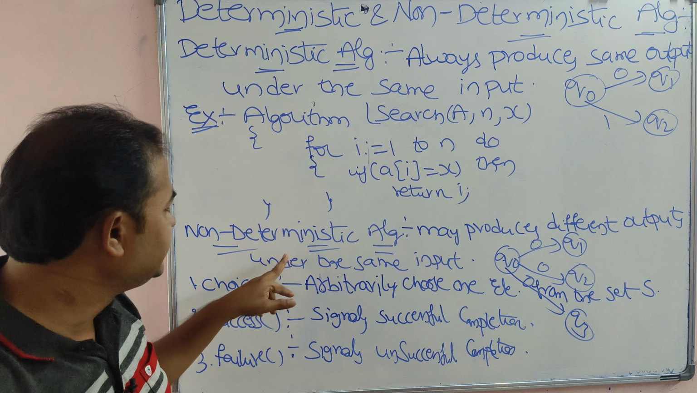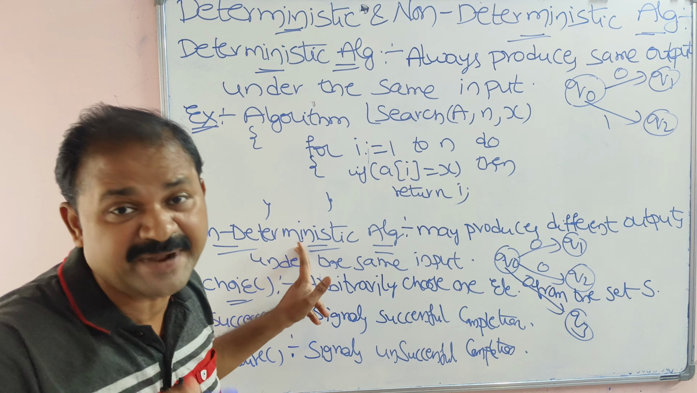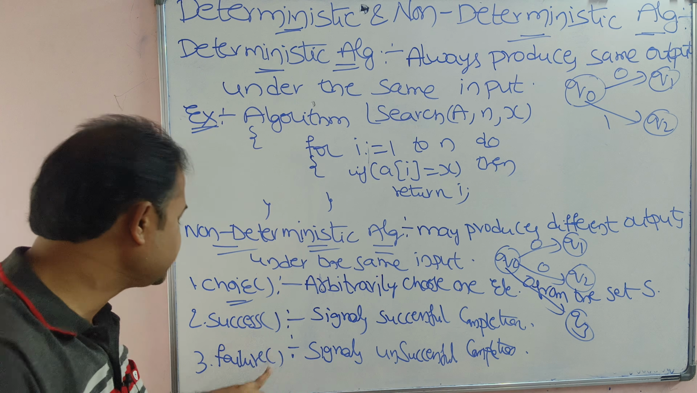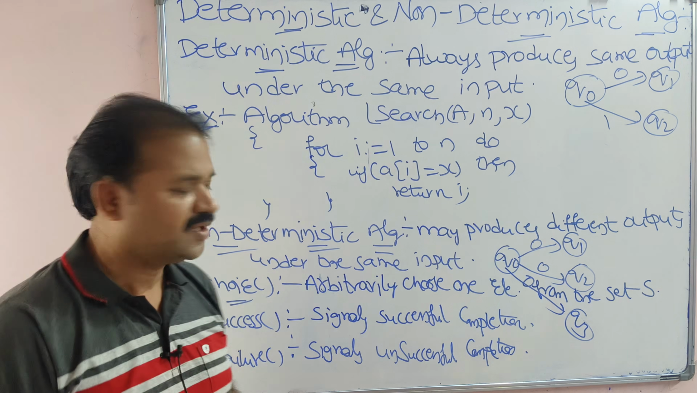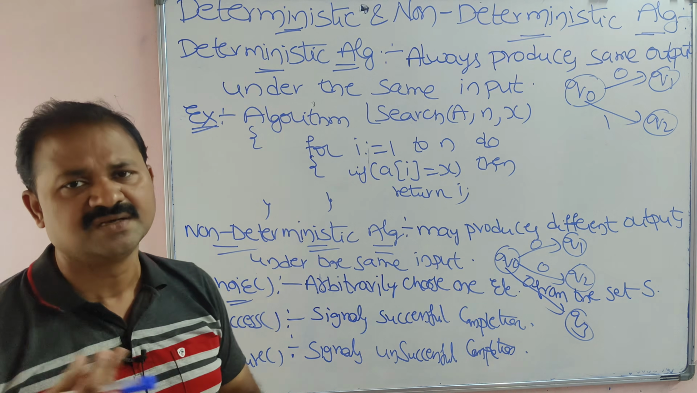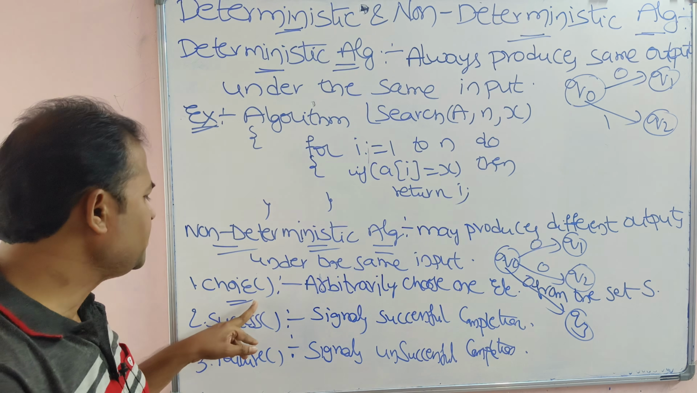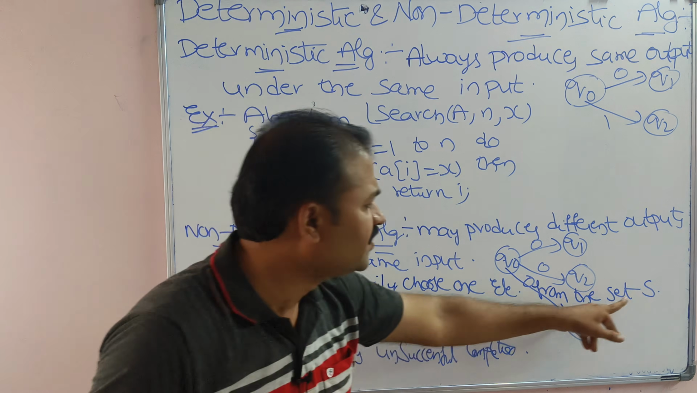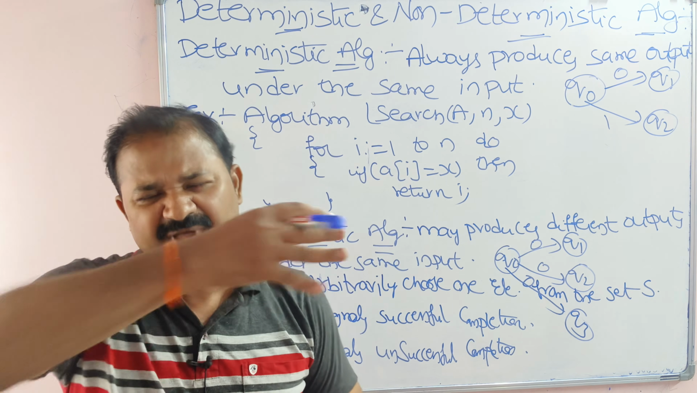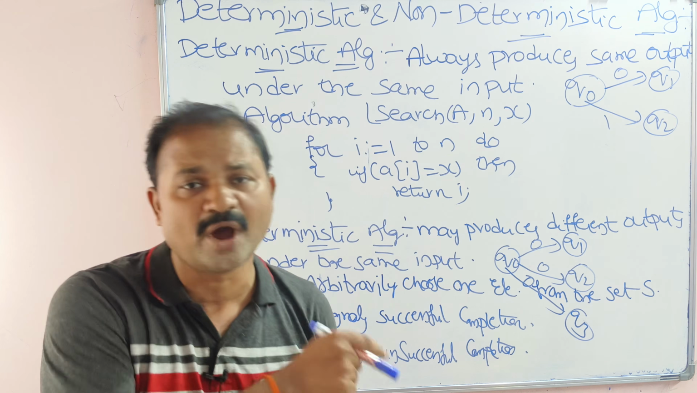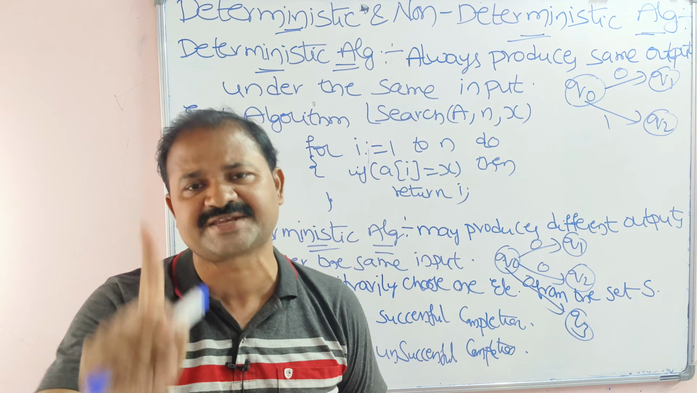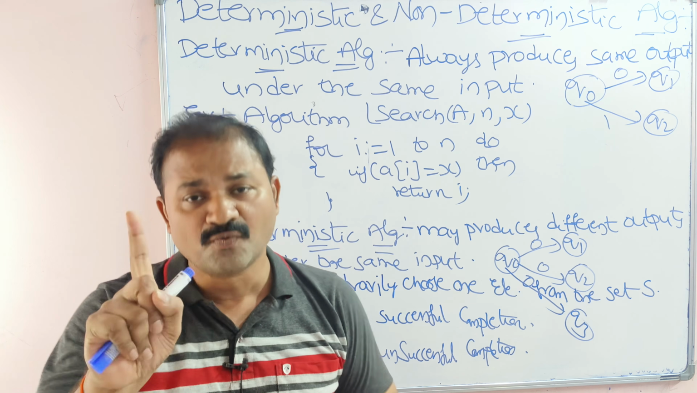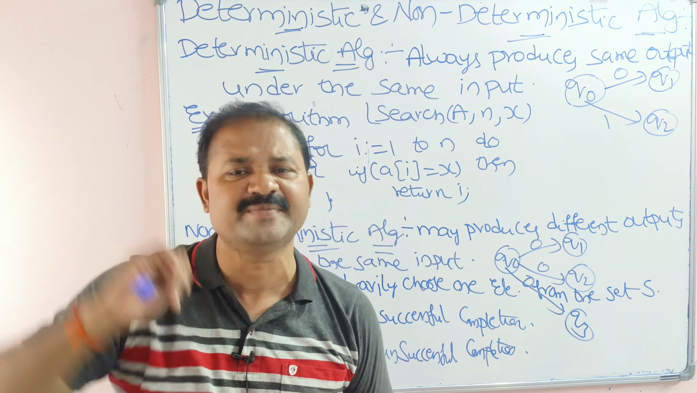Here mainly three functions, or statements, are used. The first one is the choice function, the second one is the success function, and the third one is the failure function. All these three are called functions or statements. Let's see what choice is. It arbitrarily chooses one element from the set S. So from the given list of elements, the choice method will randomly select one element. We don't know what that element is. It randomly picks one element from the given list of elements.